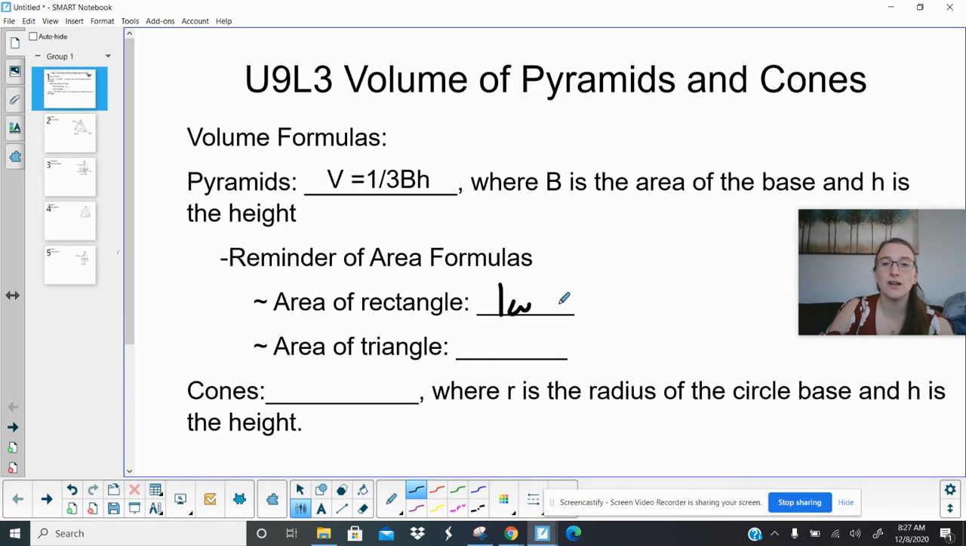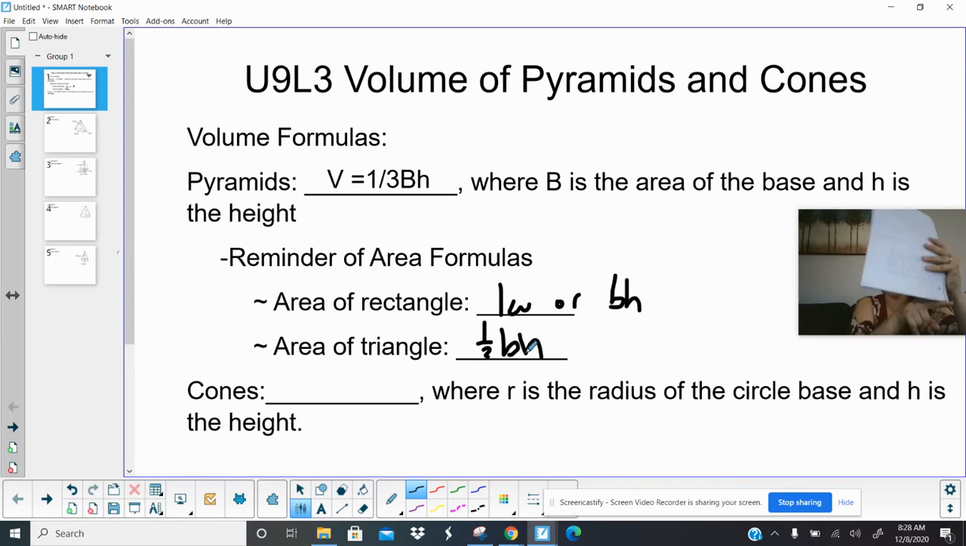We called this length times width or base times height. Again, however you want to call it, we just have to be careful that this base and this height refers to the dimensions of the rectangle, not the height of the pyramid itself. If we're talking about the area of the rectangle, base and height refers to these two dimensions, or length and width. Area of a triangle, what is our formula for that? 1/2, again, 1/2 length times width or base times height, however you want to say that. I prefer saying base times height for a triangle. It makes a bit more sense when we see a triangle standing up to go the base and the height.